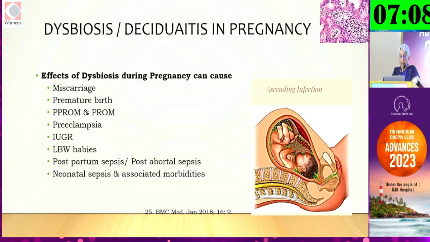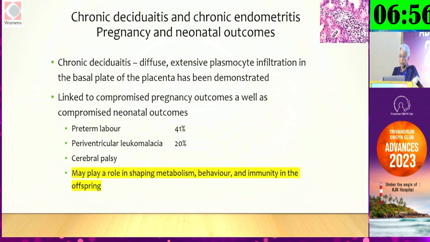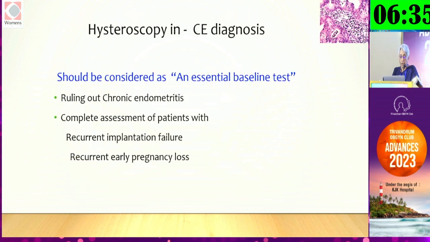So all of these problems, including postpartum sepsis, post-abortal sepsis, and neonatal sepsis and associated morbidities, can be secondary to a chronic infection that the woman has been harboring in her endometrial cavity without giving rise to any symptoms. But what you find is a diffuse, extensive plasmacyte infiltration in the basal plate of the placenta. It has been demonstrated in a lot of institutions today. And the likely compromised pregnancy outcome as well as neonatal outcome may be due to any of these factors.